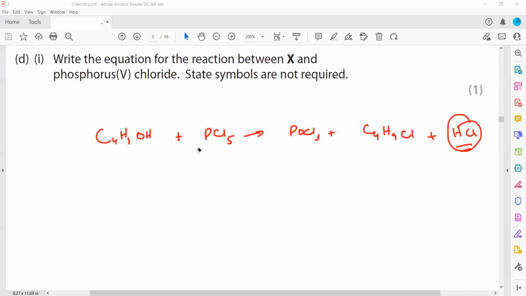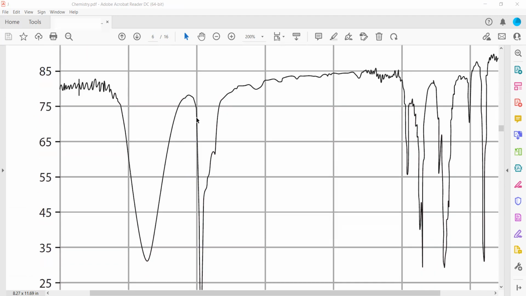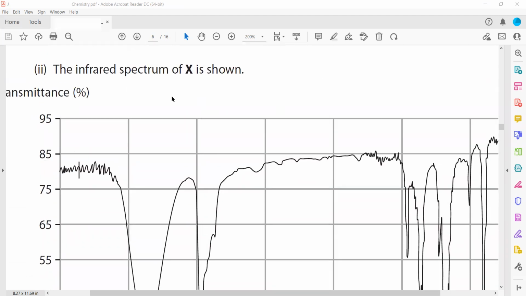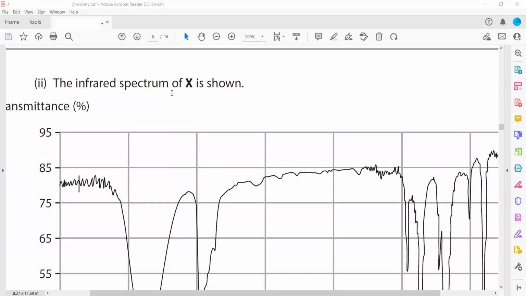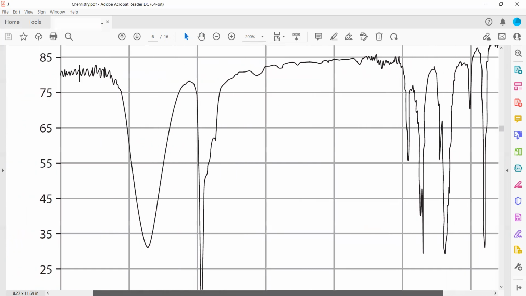And it reacts with all types of alcohol. PCl5 is actually a test for OH, irrespective of what type of alcohol, whether primary, secondary, or tertiary, all will give a positive result. So percentage transmittance is shown. The infrared spectrum of X is shown here.